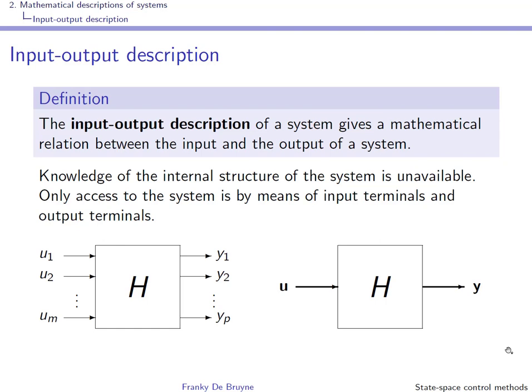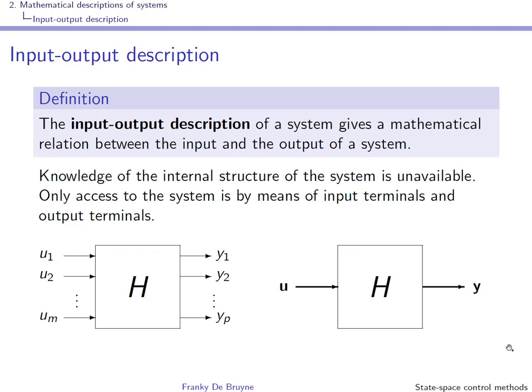We start section 2, mathematical description of systems, with the input-output description of a system, also called the external description of the system. It relates system inputs to system outputs. Knowledge of the internal structure is not presupposed.